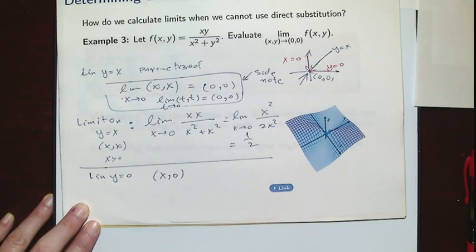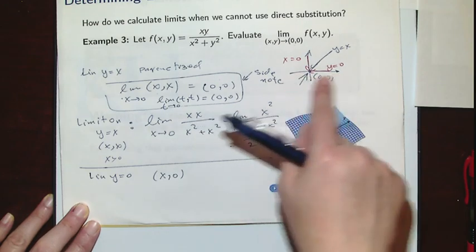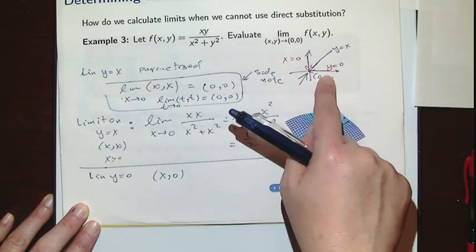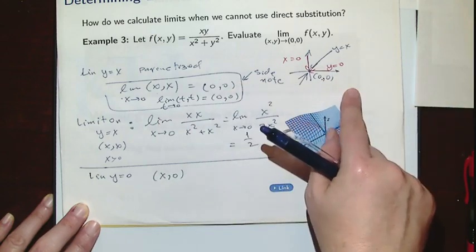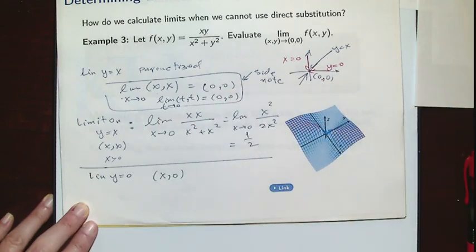X and 0, right? X is changing on the x-axis, but y is always 0, right? The parameter can be x and 0. Everybody agrees on that? And now, what is seen here?